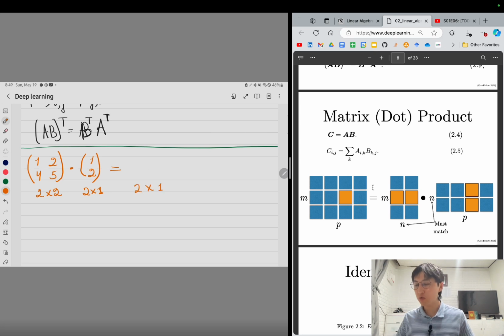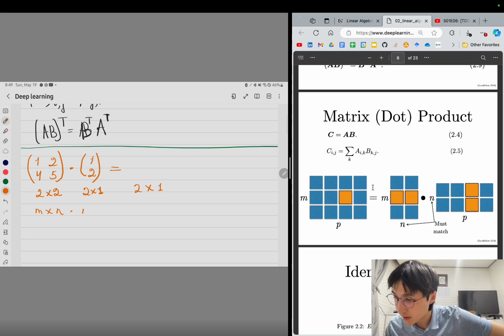If you ask me how you figure out that in the end you will get a 2 by 1 vector, it's thanks to a formula. So we have the formula: m by n multiplied by n by p.